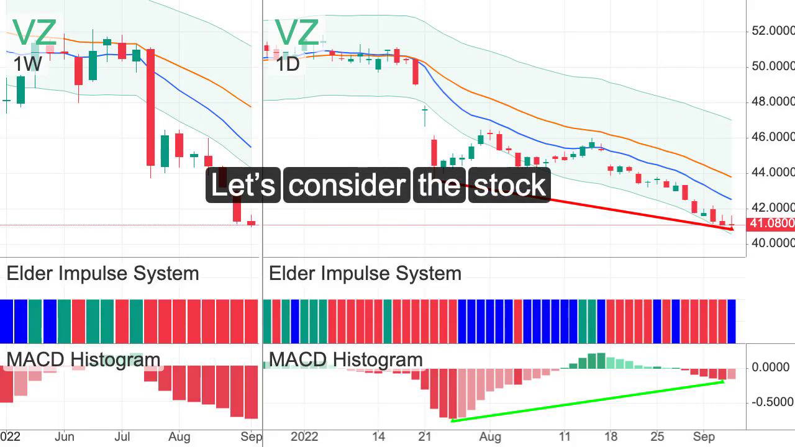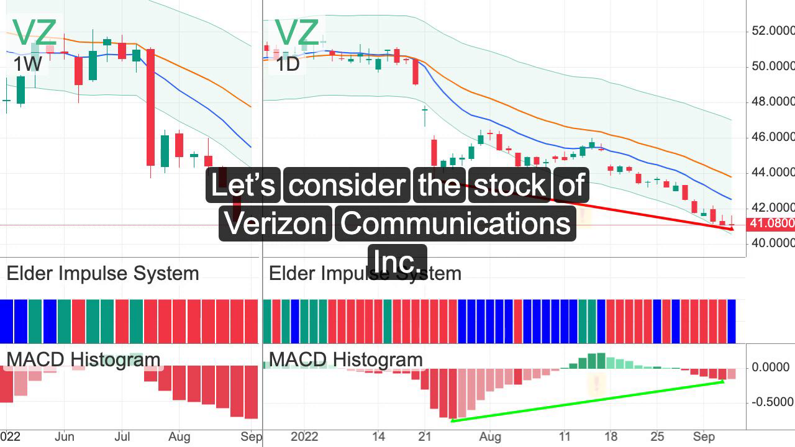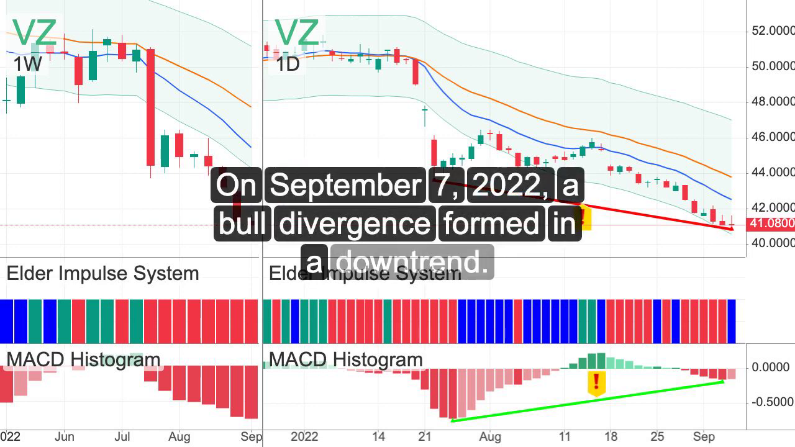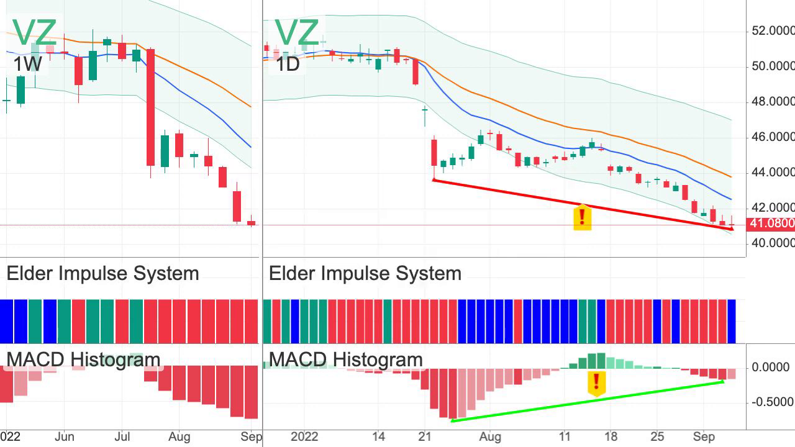Let's consider the stock of Verizon Communications Inc. On September 7, 2022, a bull divergence formed in a downtrend. This is a strong buy signal. There is a first light bar on the histogram. Are you ready to submit a buy order?